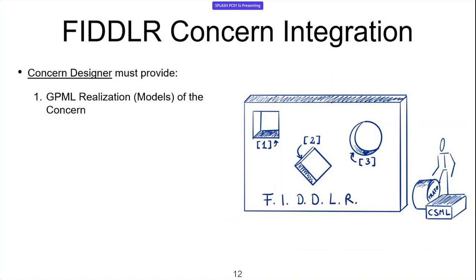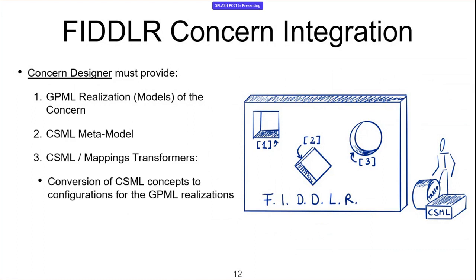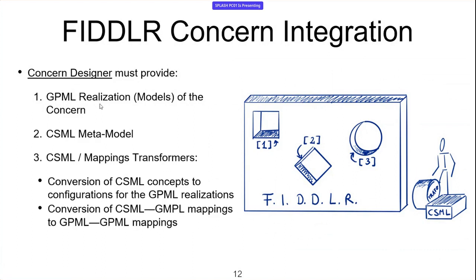So for any concern, we need to realize the concern, its properties, its behavior, its structure using GPML concepts. So that's the one step. We need to provide a meta model for the concern-specific modeling language. And then we need to work on model transformations that take those mappings from the CSML to the GPML model elements and transform them into mappings between those GPML realization models that are actually implementing the concern and the GPML realization models that the application provides.